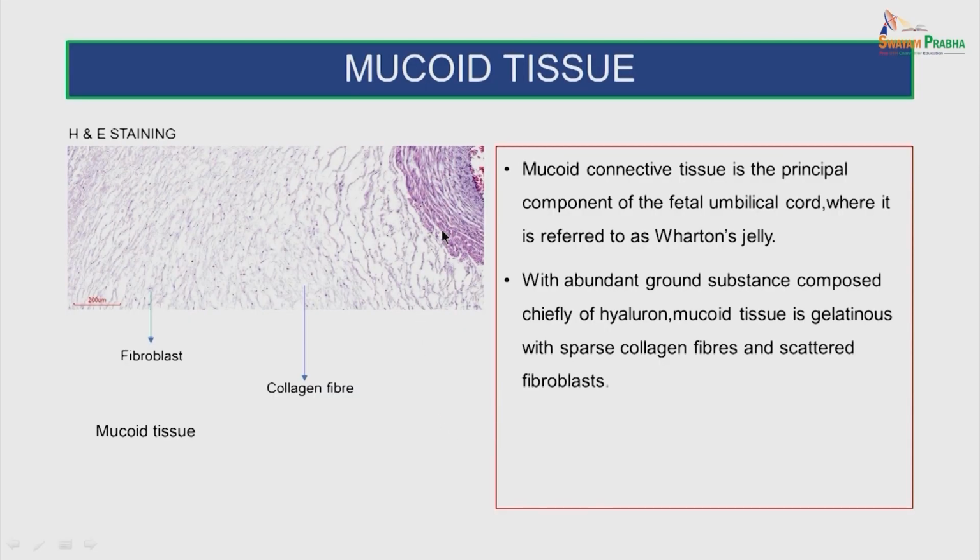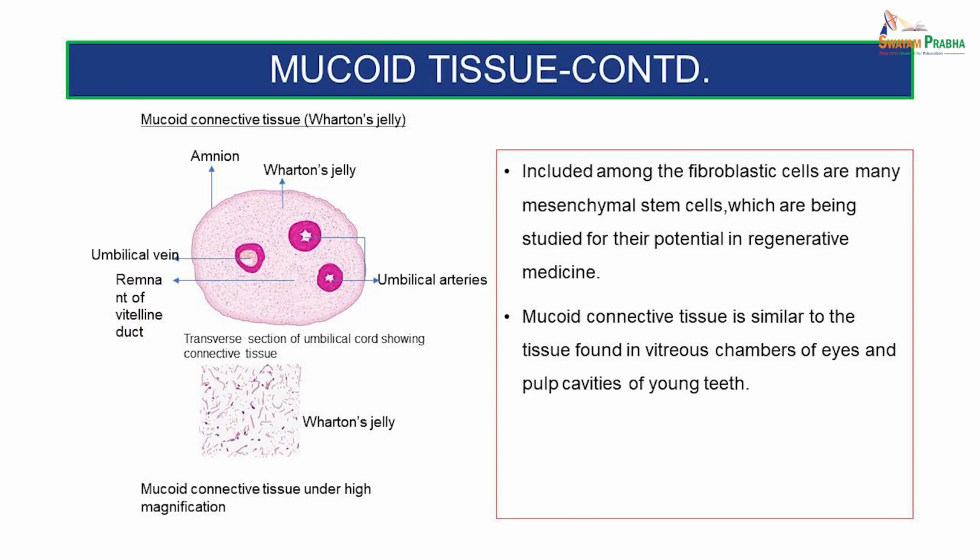The mucoid tissue. So this is a H&E stain slide of mucoid tissue. The mucoid connective tissue is the principal component of the fetal umbilical cord, where it is referred to as Wharton's jelly. With abundant ground substance composed chiefly of hyaluron, mucoid tissue is gelatinous with sparse collagen fibers and scattered fibroblasts. So this is a transverse section of the umbilical cord showing the umbilical arteries, the umbilical vein, the Wharton's jelly.